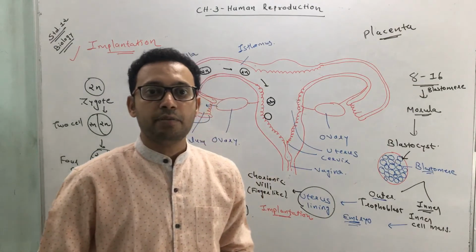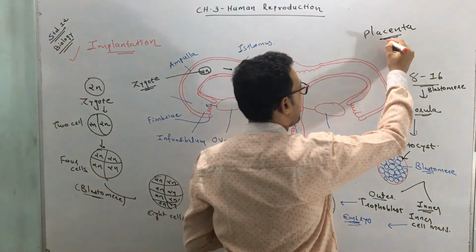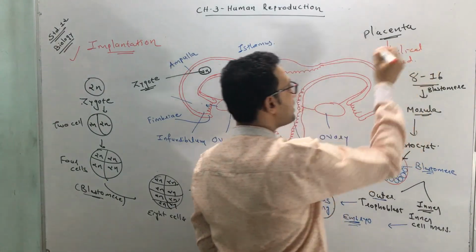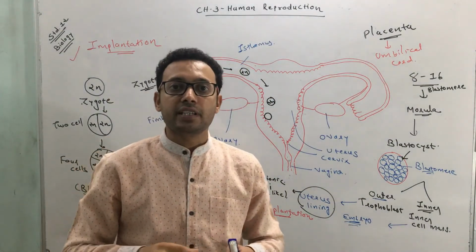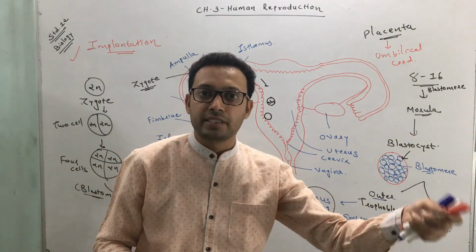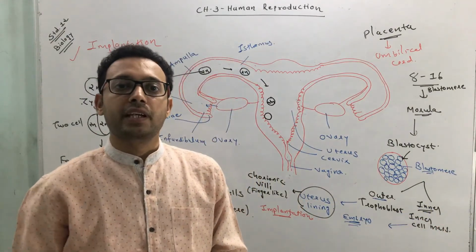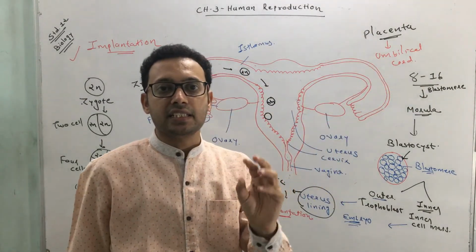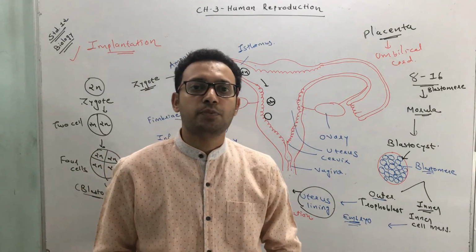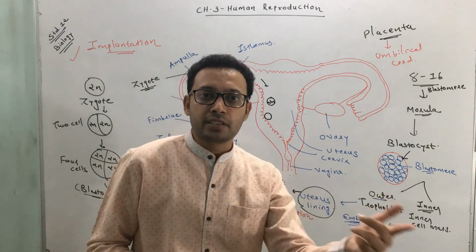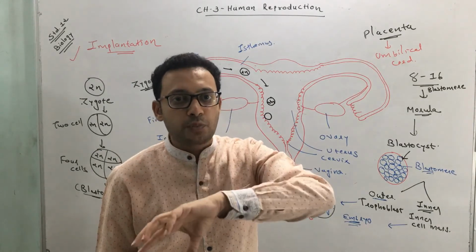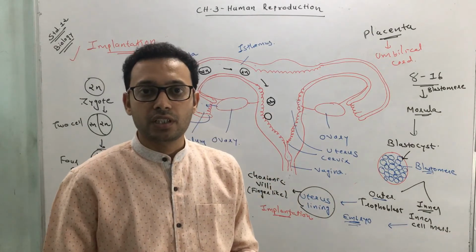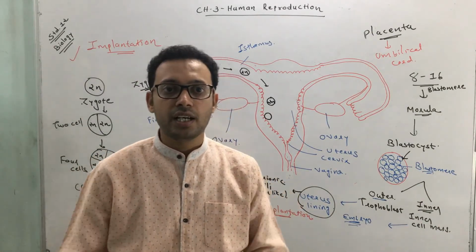But that contact isn't established as such. The placenta is connected to the umbilical cord, and this umbilical cord makes the contact between the mother's body and the fetus or developing embryo. The umbilical cord acts as a medium or a bridge for transport of oxygen and nutrients from the mother's body to the fetus, and transport of waste and carbon dioxide from the fetus to the mother's body. Thus the fetus gets nutrition and develops.